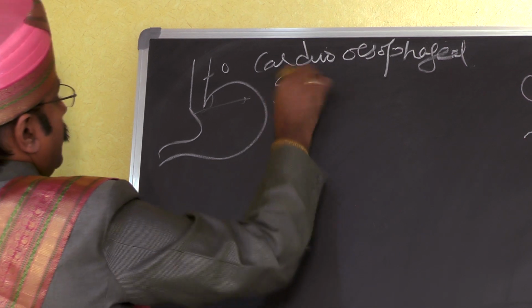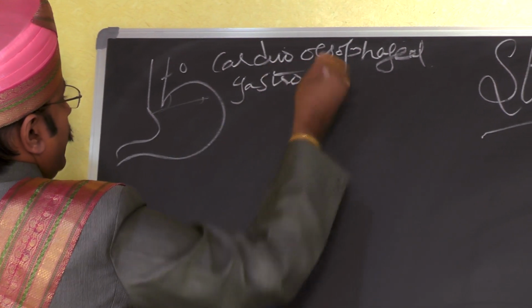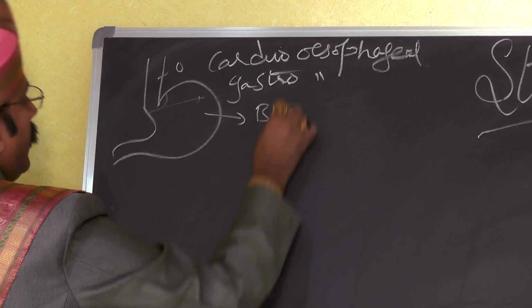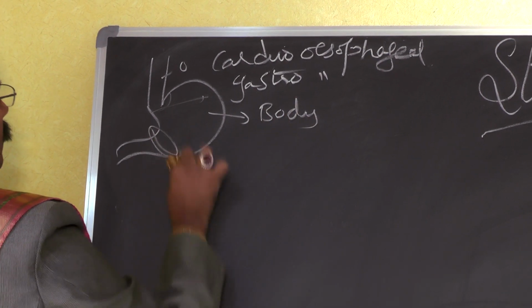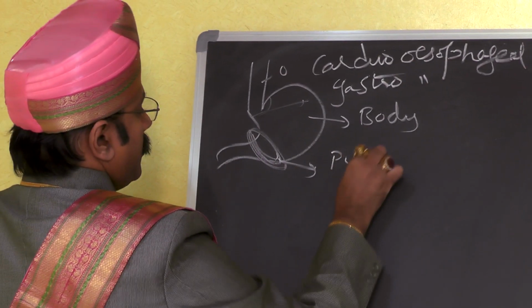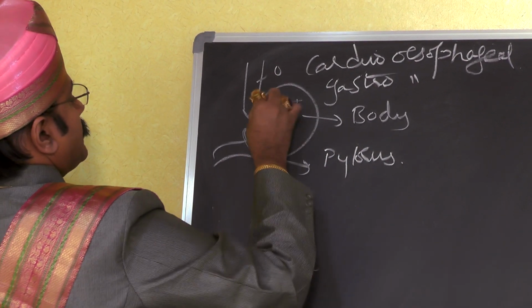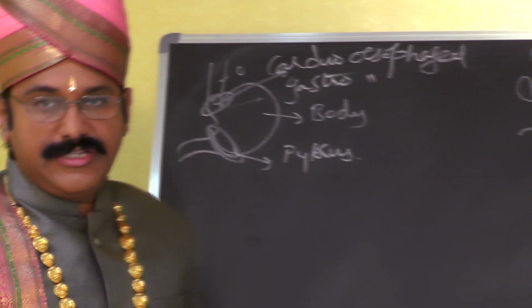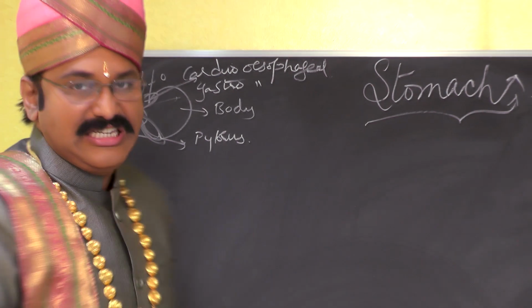It is also called the gastro-esophageal junction. Now you know this is the body of the stomach, and here you have the pyloric sphincter that is present, which is guarding the pylorus of the stomach. So here we have the pylorus of the stomach. Now this portion is the cardio-esophageal junction, which we are going to talk about in detail.